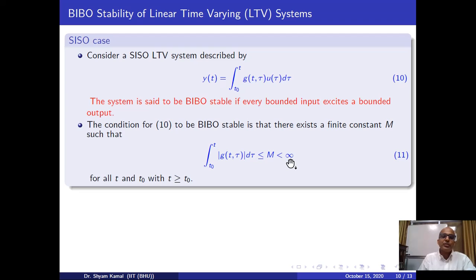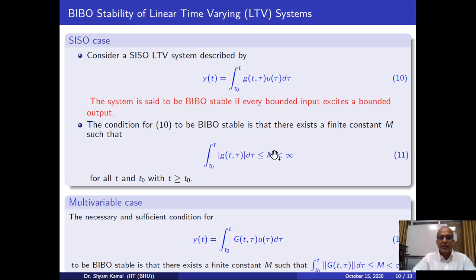So here, integration from t0 to t, you have to guarantee that for all t there exists some maximum value m. And similarly in the multi input multi output case, the impulse response is now converted into some kind of matrix.